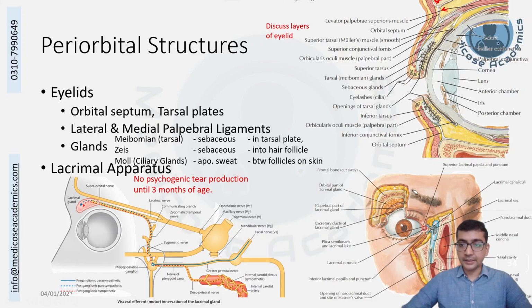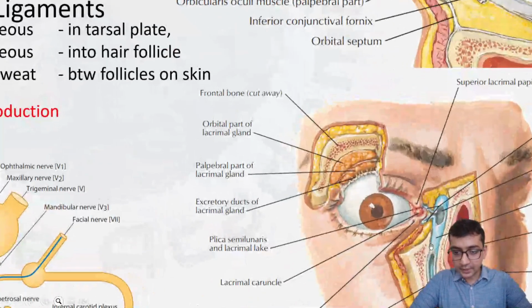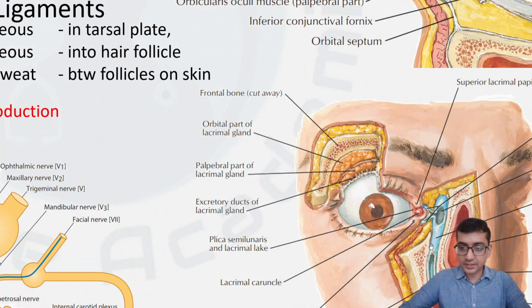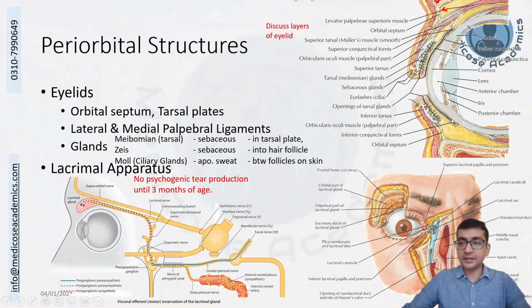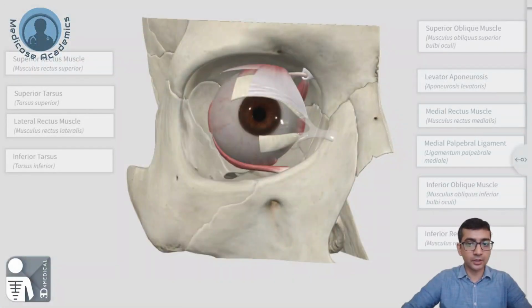Medially and laterally, there is a presence of a ligament, that is the medial and lateral palpebral ligament. We saw them in detail. They are not very clearly shown in these pictures, but they are present, and we saw them in detail when we talked about the muscles of the facial expressions. I can show you in the 3D model here.